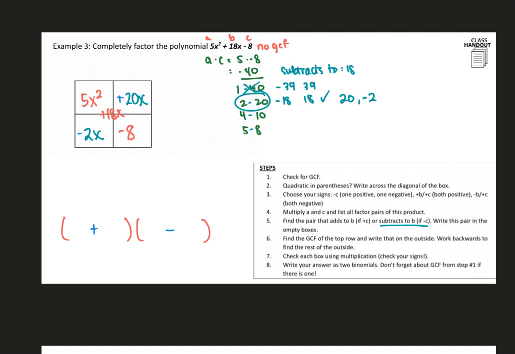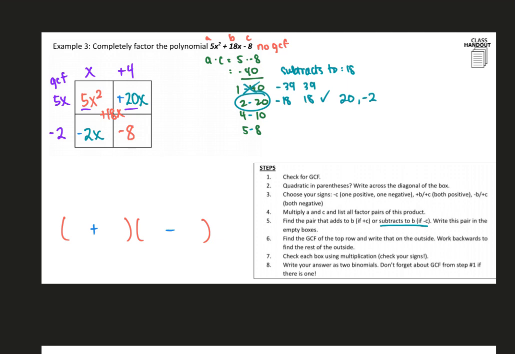Now that we have the outside, we're going to get our GCF of the top row. For 5x and 20x, my GCF is going to be 5x, and then we're going to work backwards. So 5x times x gives me 5x squared. 5x times positive 4 gives me 20x. X times negative 2 gives me negative 2x.